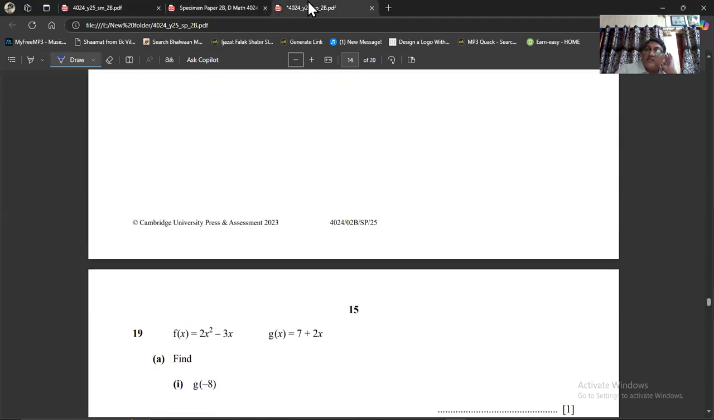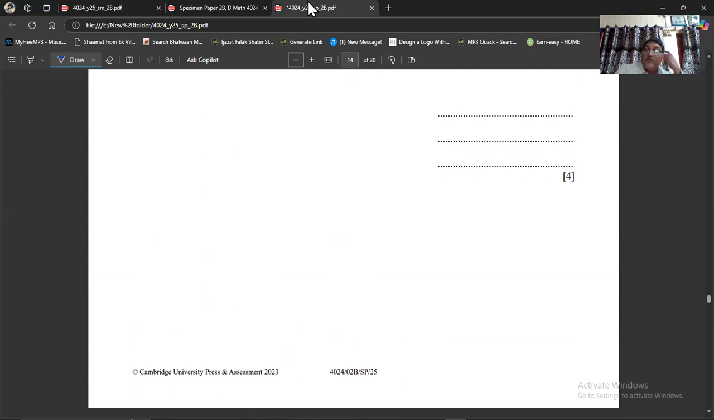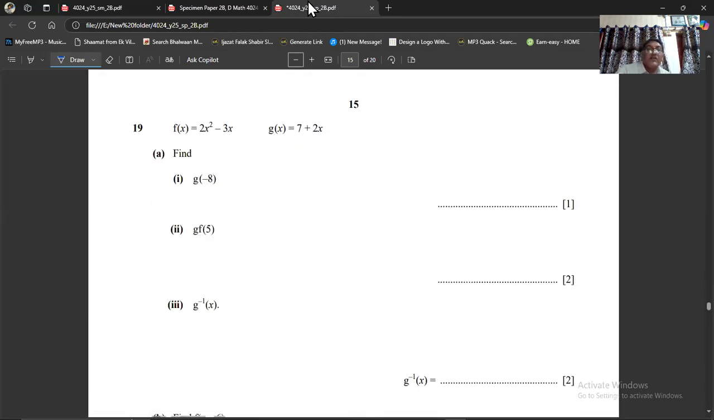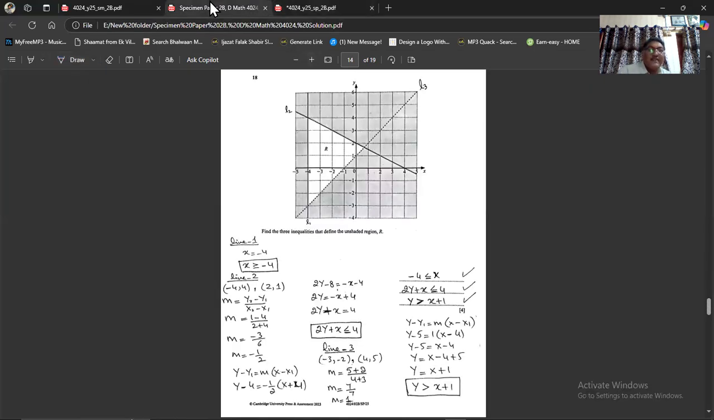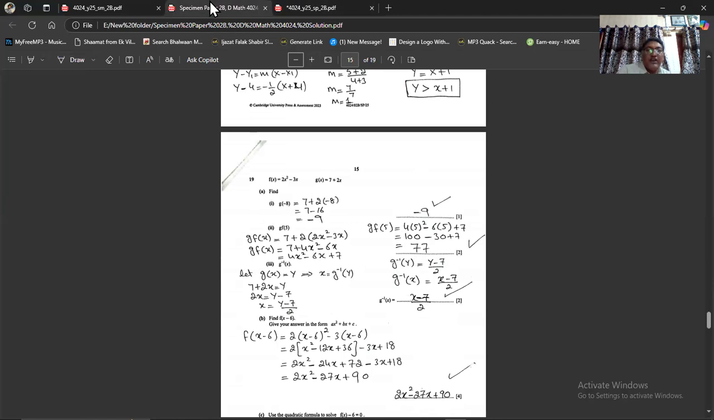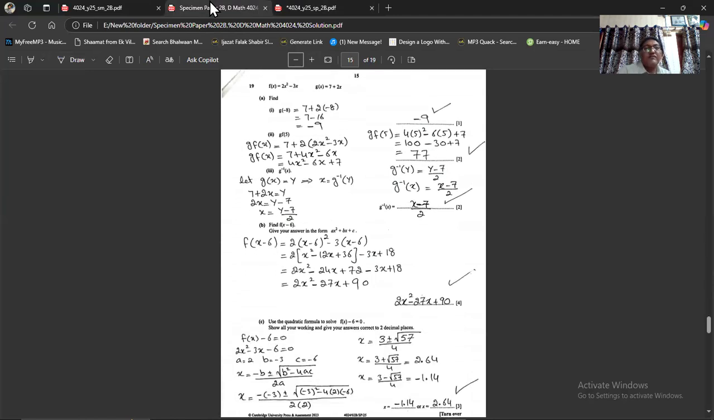That was how many marks? It was a 4 marks question. Question number 19 is coming up on your screen, and it says f of x is given, that is 2x minus 3x. G of x is given, that is 7 plus 2x. The question is find g of minus 8. So in the formula of g of x, wherever is the x, just substitute it with -8, and you will be able to find the solution.